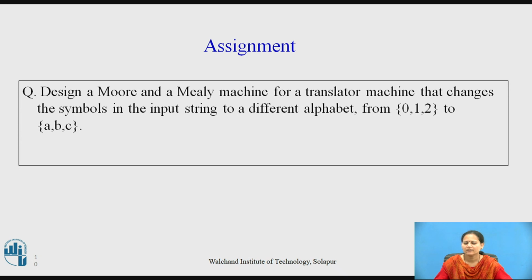Based on the example that we have learnt in this video, now you can answer this assignment question. Design a Moore and a Mealy machine for a translator machine that changes the symbols in the input string to a different alphabet, given an input set of, let us say, 0, 1, 2. That is, the input string may be in the form of numbers 0, 1 or 2, and with the translator machine you must translate each of these to an output alphabet given by A, B, C, that is, 0 must get translated to A, 1 to B and 2 to C.